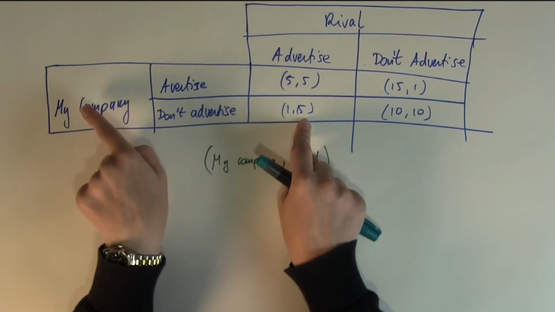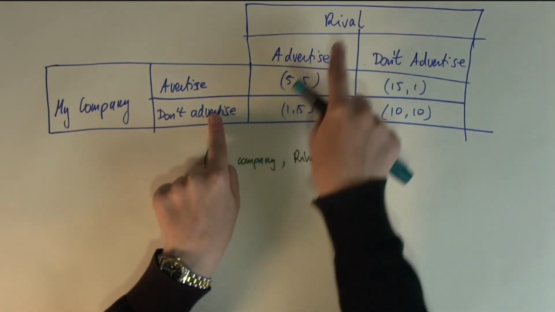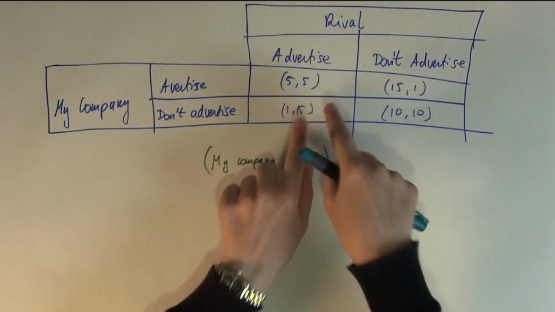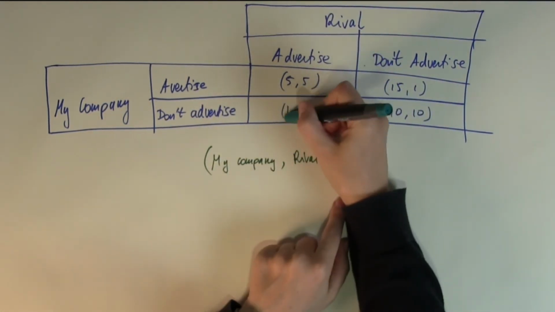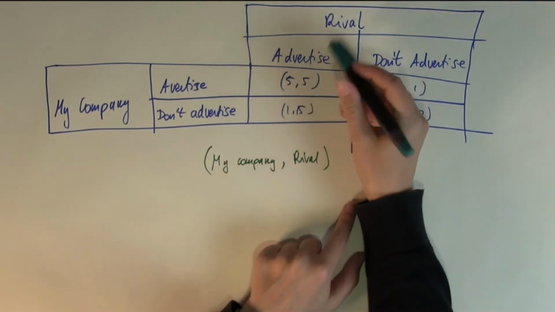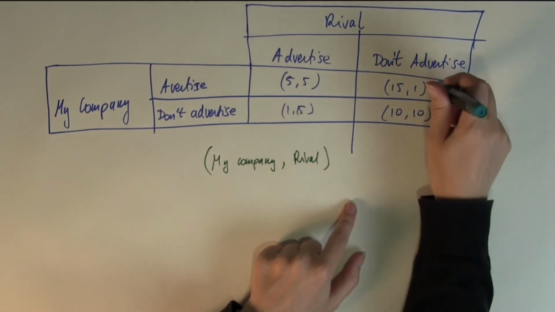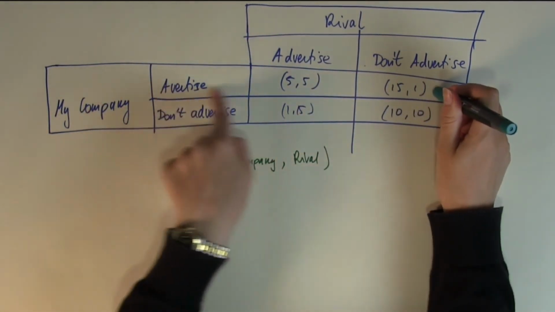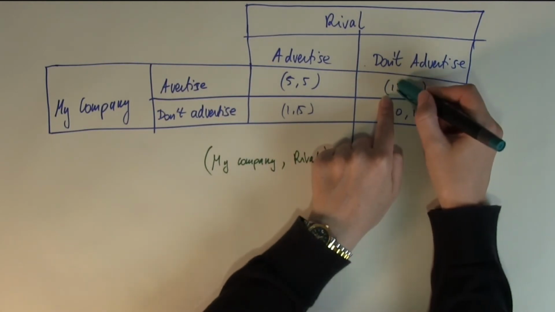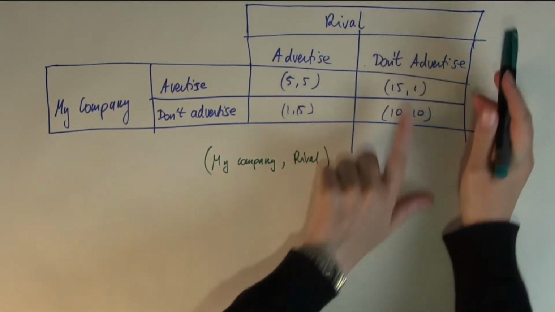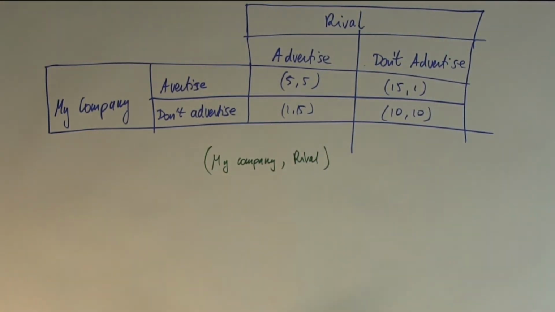So in this scenario, my company doesn't advertise, but the rival company advertises, because that is in the cross-section of these two. And that means because I'm the first number, I only earn 1 million, and because the rival is the second number, they earn 15 million. However, in this cell here, I advertise, so I earn 15 million, and my rival doesn't advertise, so they only earn 1 million. So whoever decides not to advertise while the other is advertising, there is a huge earning difference between the two companies.